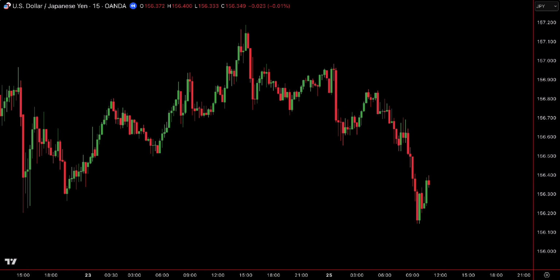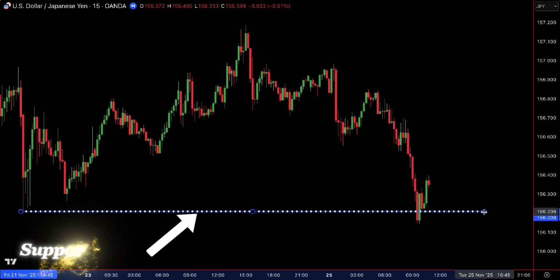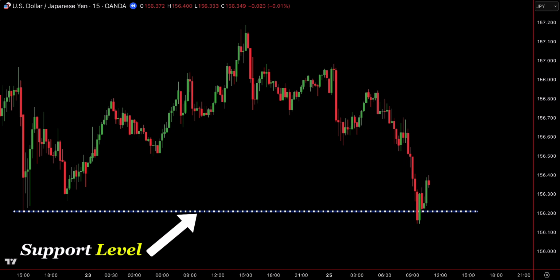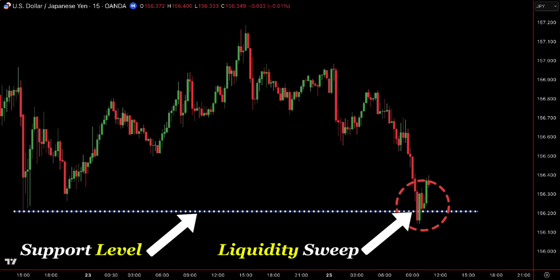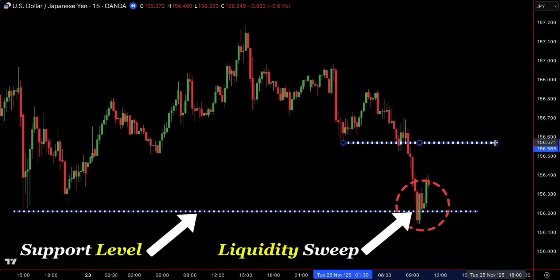On the 15-minute chart, we have an obvious support level, so let's draw it. Once we mark the level, we get a very important piece of information. Price came back to this support and created a clear liquidity sweep. This sweep tells us the market is likely to push at least toward this previous support that now acts as resistance. So now, the higher time frame fully supports the trade setup we spotted on the 1-minute chart.